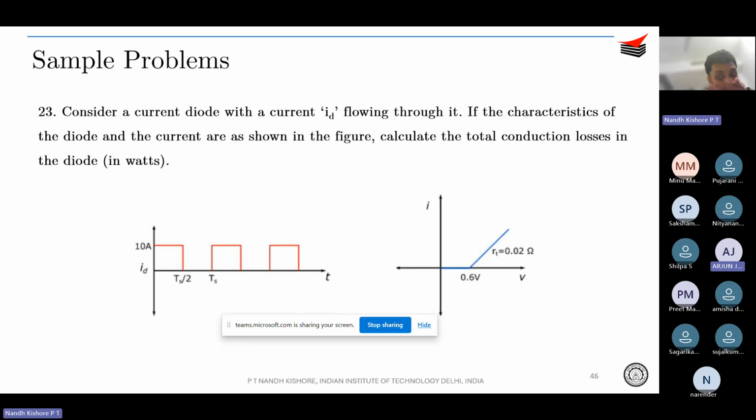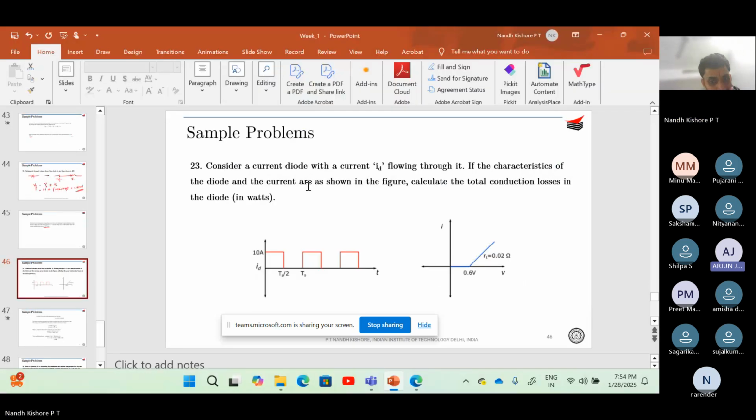Okay. Last two questions. Consider a current diode. Any doubts so far? Okay, so I'll just add a new slide.